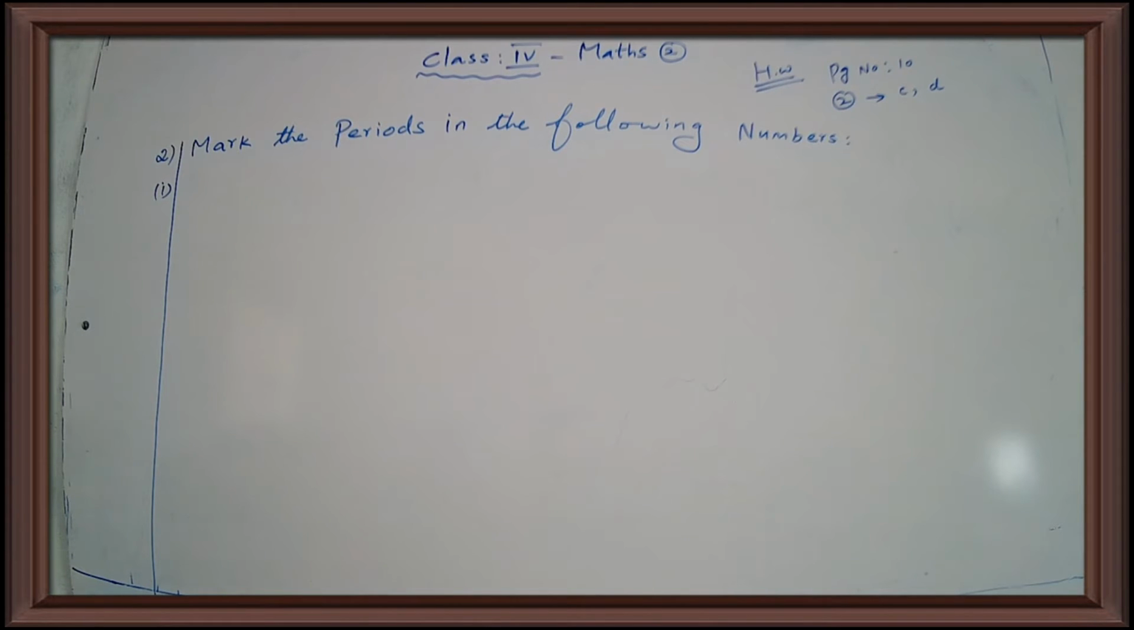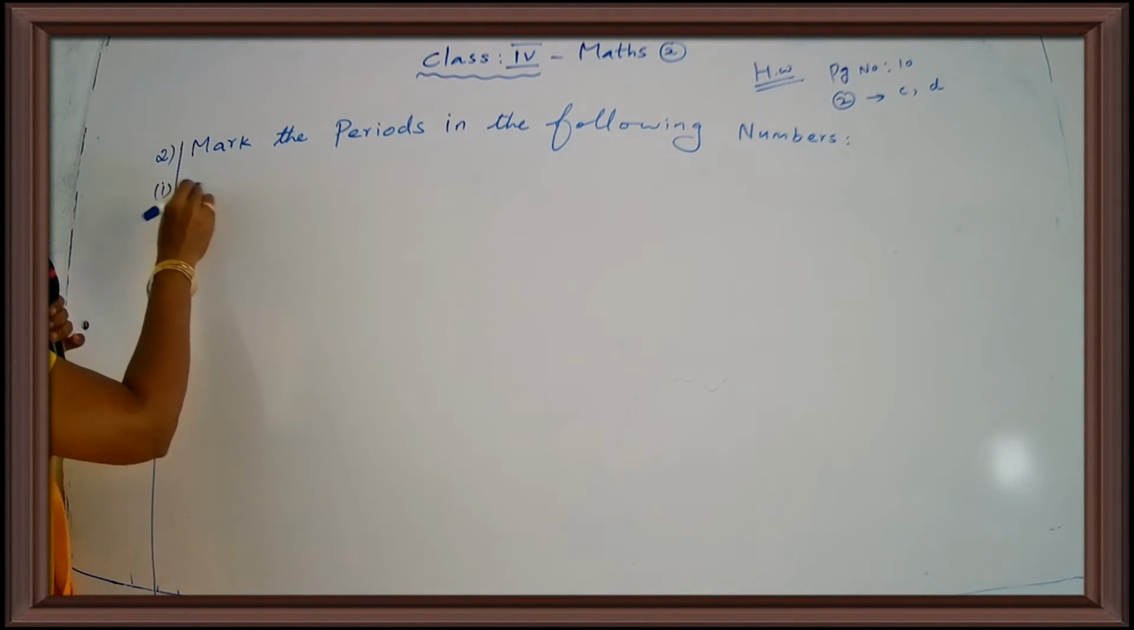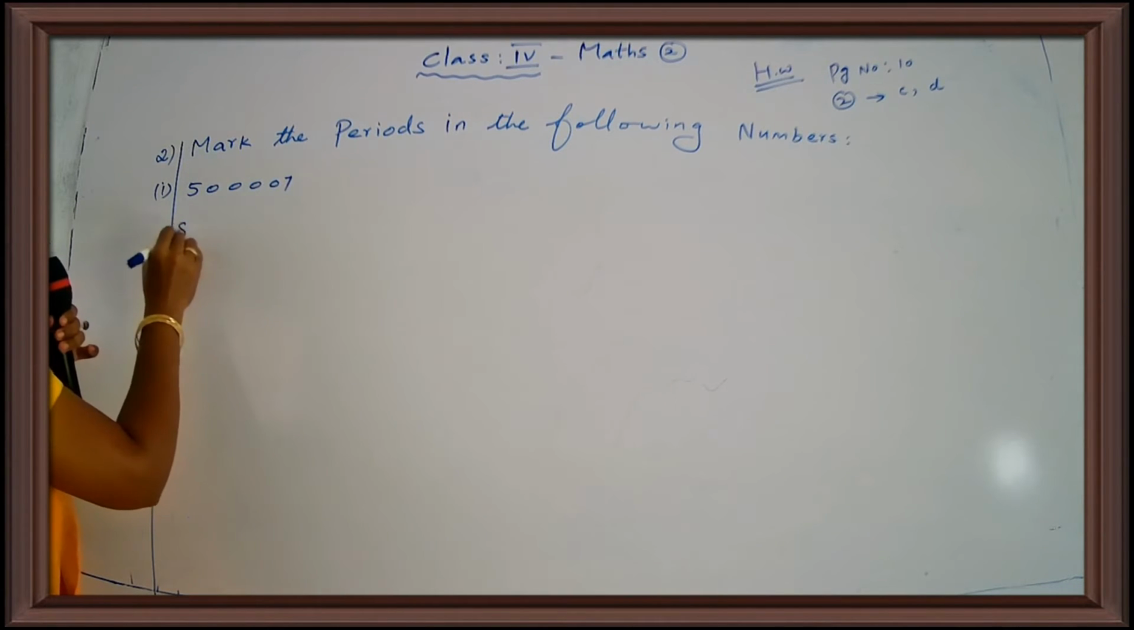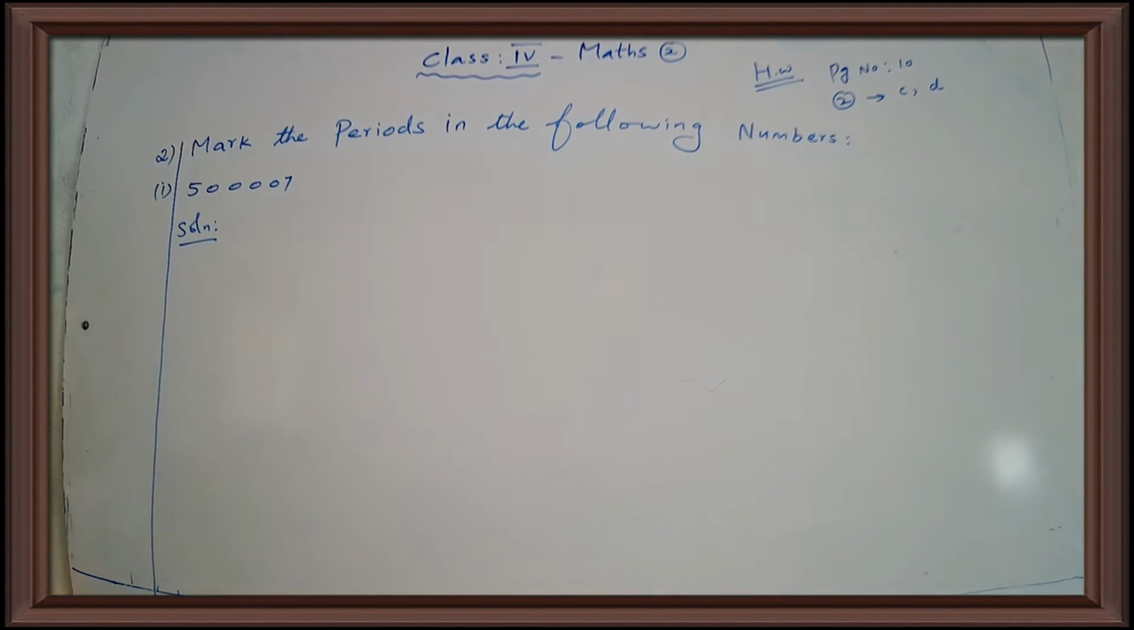Okay, children. Now see the second question. Mark the periods in the following numbers. In the second question, you see the first one. Your question is to mark the periods. So your periods we have already studied. The ones period consists of three places, that is ones, tens, hundreds. And the thousands period consists of two places, that is thousands and ten thousands. And after that, the lakhs period consists of two places, that is lakhs and ten lakhs. Yes or no, children? Okay.